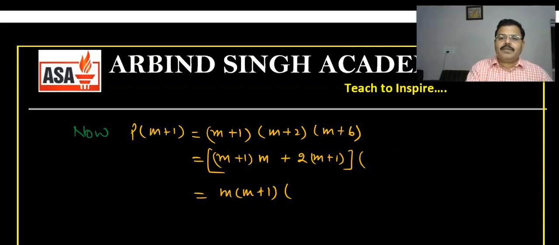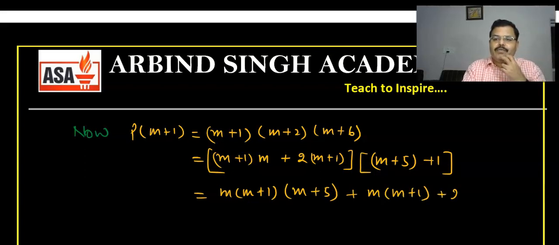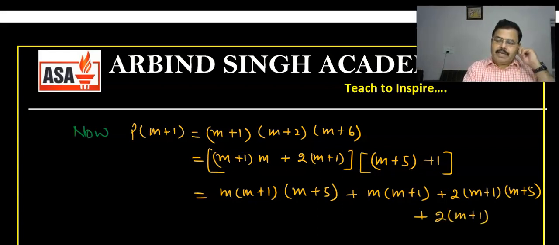Why am I writing like this? Because we need M plus 5. So that is why I can write M plus 5 is one factor plus 1. Now this complete factor multiplied by this M plus 5. And now this complete factor multiplied by 1. So what will that be? M into M plus 1. Now this complete factor will multiply by this. So that will be 2 times of M plus 1 into M plus 5 and plus 2 times of M plus 1. Can we write like this?